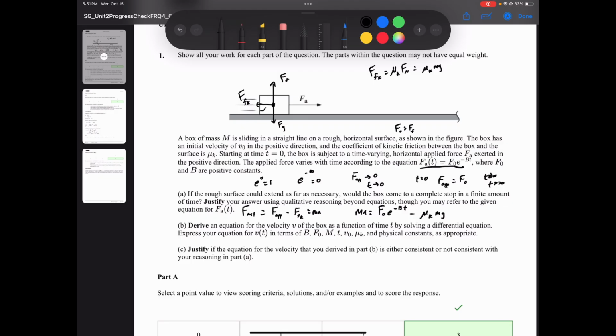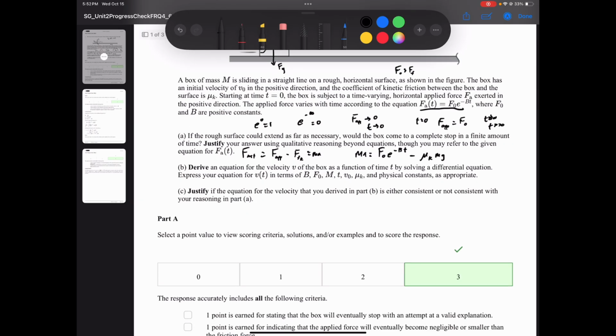What I wrote down specifically, I said it will slow down to a complete stop. The applied force is decreasing with time, and it will eventually be less than the friction force. At that point, the box will decelerate, and it'll eventually come to a complete stop. All right, that's all you need. You need to write the equation, but I think it's a good idea to have the equation guide your reasoning.